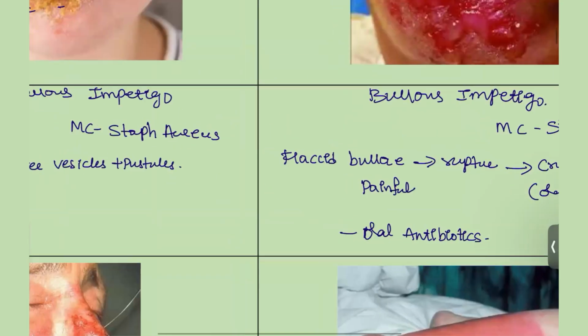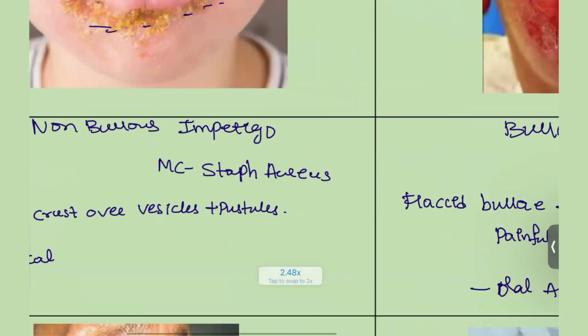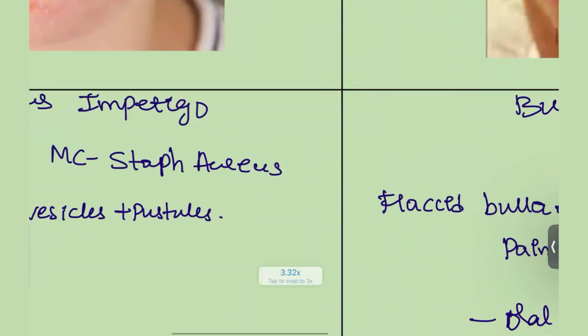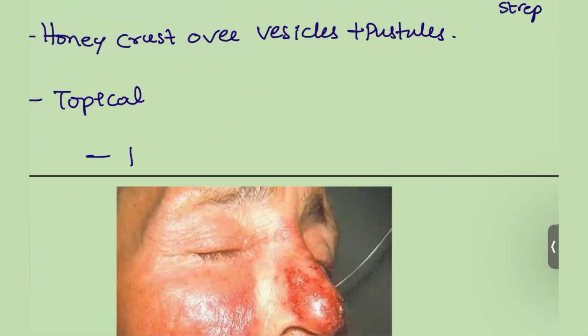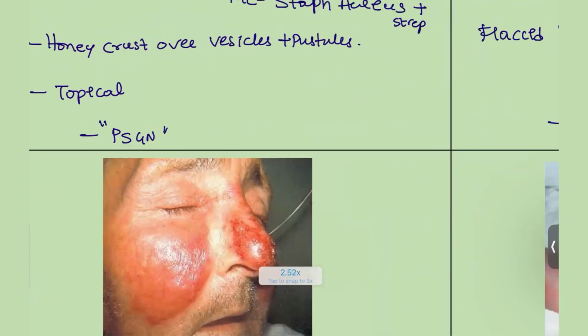Non-bullous impetigo is still Staph aureus only. But if it is associated with strep, the complication will be post-streptococcal glomerulonephritis. This can cause post-streptococcal glomerulonephritis.